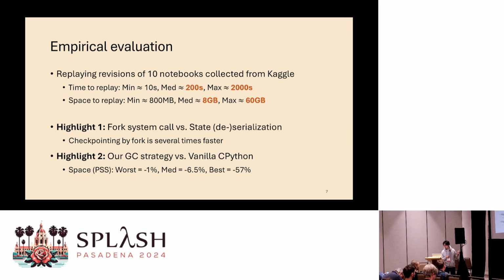And our GC strategy reduced a large amount of space compared to vanilla CPython, and the median reduction was 6.5%. And in the best case, our strategy reduced more than 50% of physical memory usage.